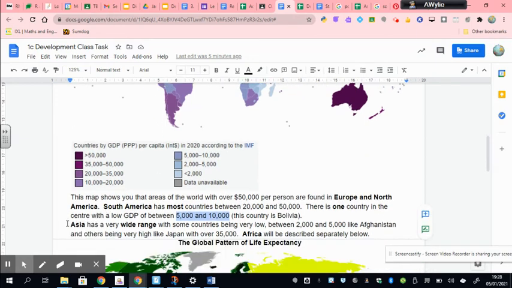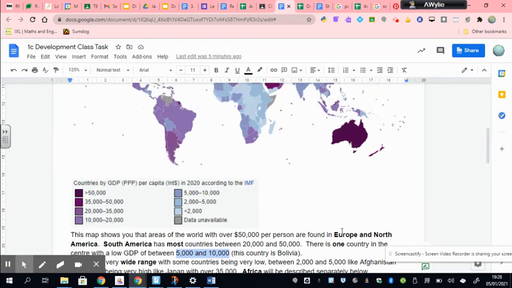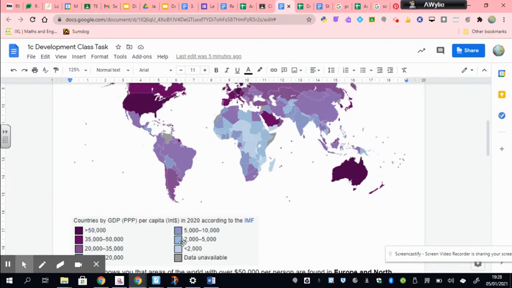Moving on to Asia. Asia has a very wide range, with some countries being very low, between 2 to 5,000. And we can first of all see there is a wide range. And this color here, there are some like this one here, and I happen to know that's Afghanistan. If you didn't know that that was Afghanistan, you could just call that Central Asia.